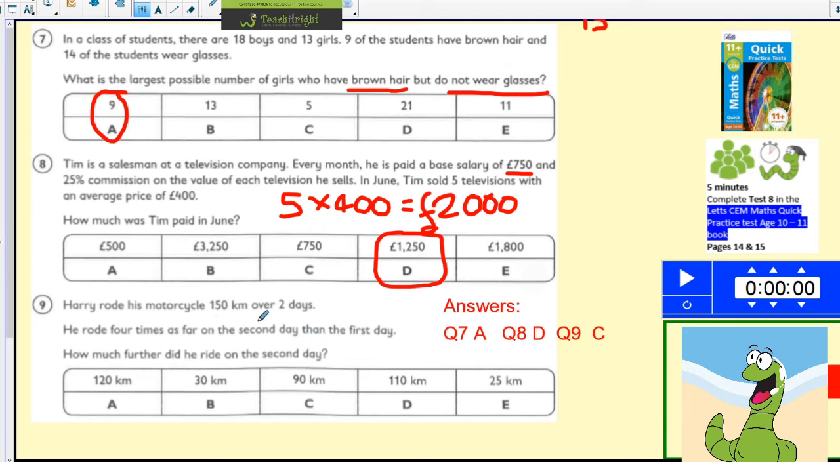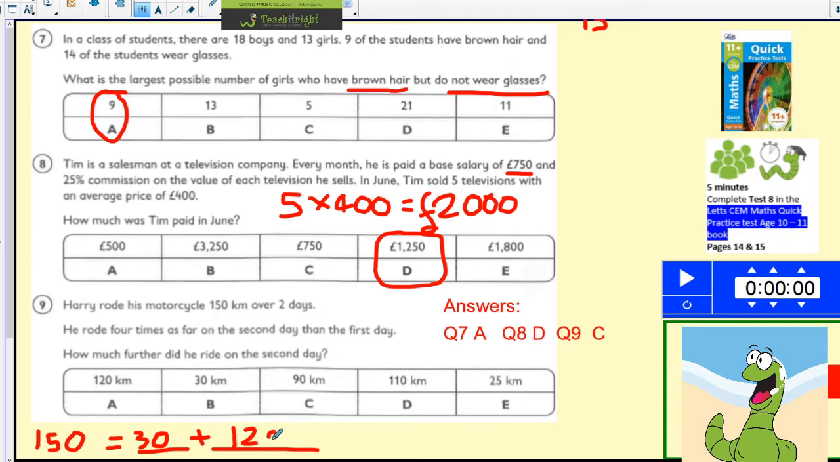So, in total, it's 150. But I need 2 numbers that add together to make 150, and my first number needs to be 4 times smaller than my second number. So I'm just going to see in my head, what does 25 sound like? If he did 25, that would be 25 plus 4 lots of 25. No, that gives 125. Not enough. So I'm now going to think, well, what about 30? If he did 30 on the first day, then he did 4 lots of 30.